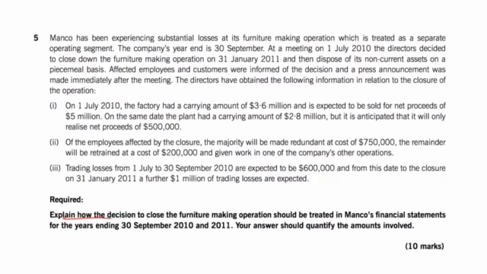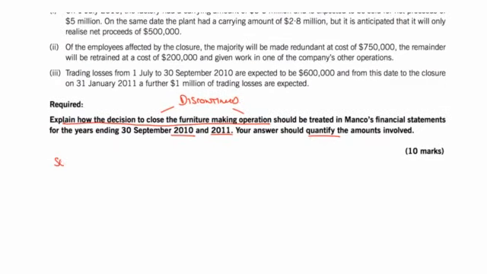So, explain how the decision to close this operation should be treated in the accounts for the year ended 30th September 2010-2011. See the words closing and operation should make you think of maybe discontinued. Also put some numbers in. Okay, so let's do the first bit then. Let's do September 2010. Let's have a look what's going on.